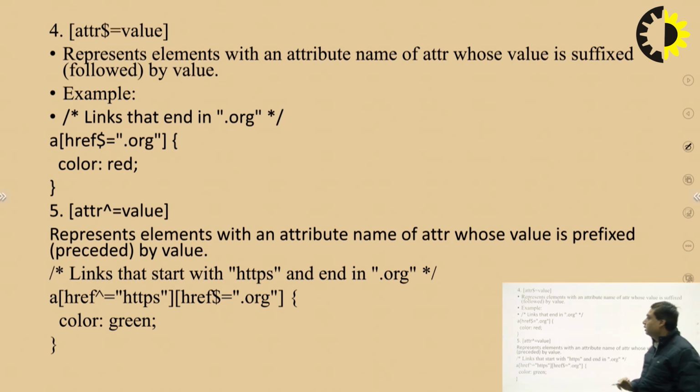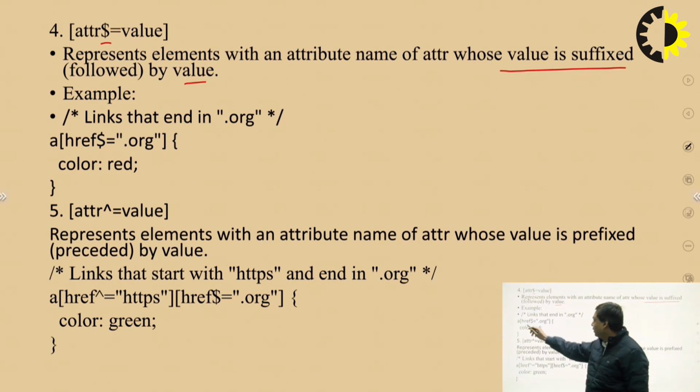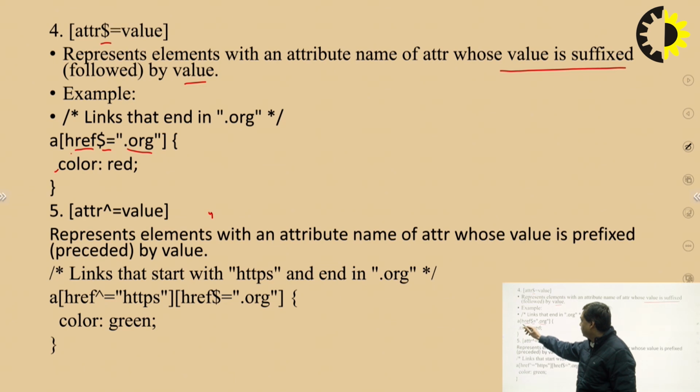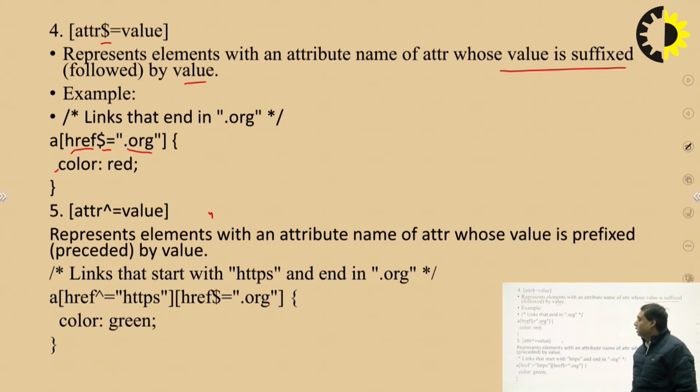Fourth rule, we are giving the dollar symbol. So dollar represents that the value must be suffixed by a value. We have given an example. Href is the name of the attribute, and we are putting the dollar here, which represents that any URL that has the suffix, or you can say ends with .org, the color will be red. So we are applying the CSS on the basis of the href attribute, putting a condition that the end of the URL must be .org. In that case, the color will be red. This is the fourth rule.